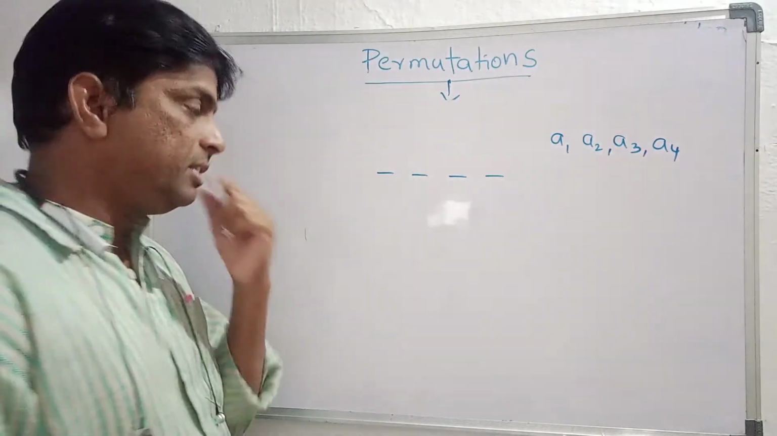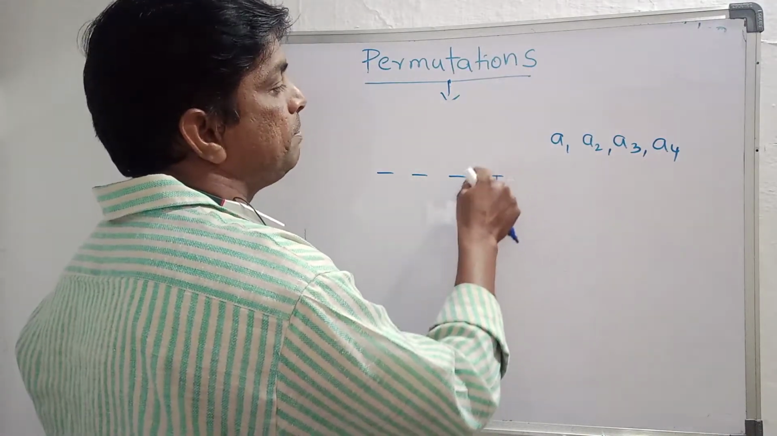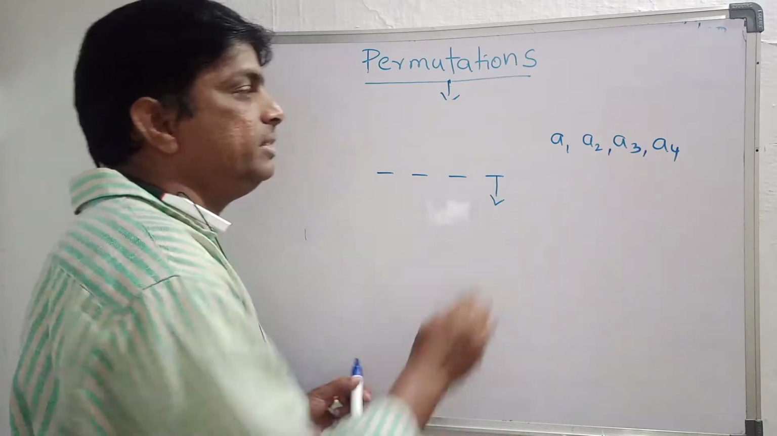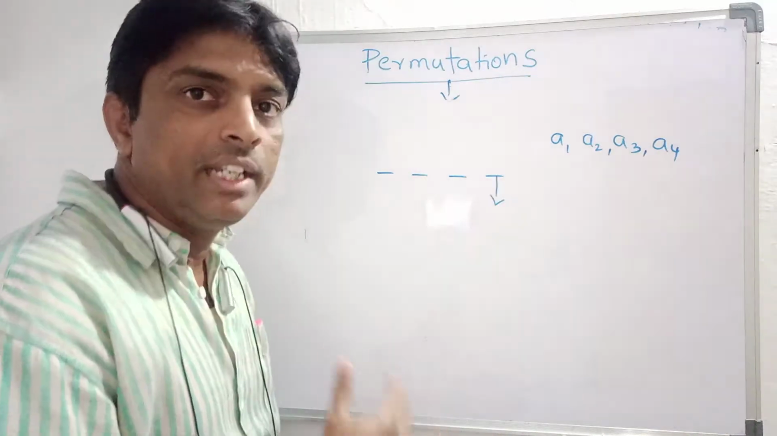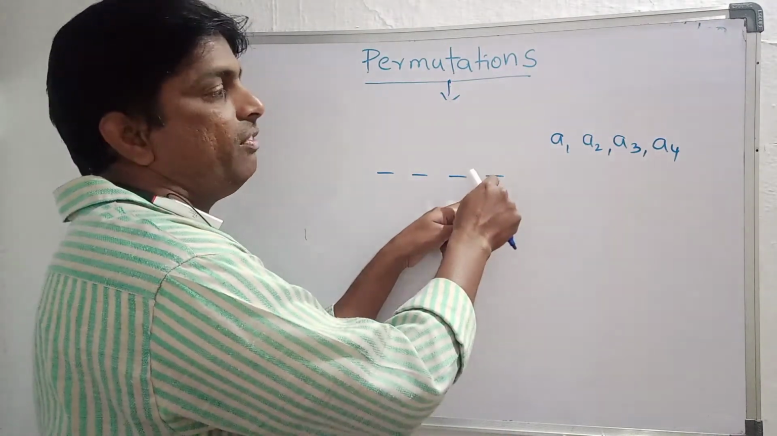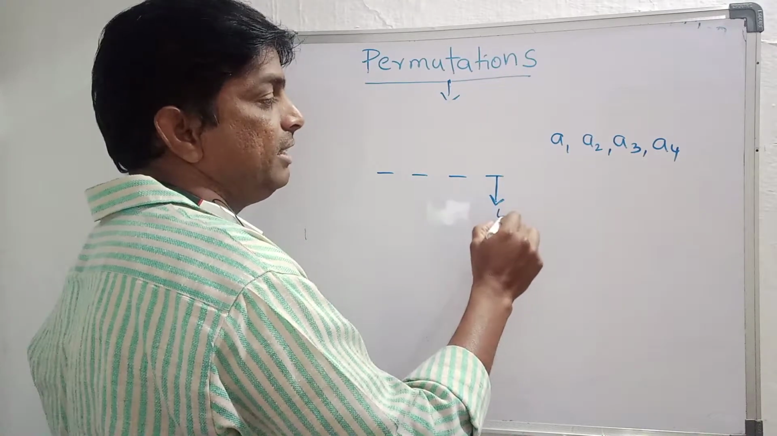Now let's see how many ways I can fill each place. Since four persons are available, this first place can be occupied by any one of the four persons. So the filling of this place can be done in four ways.